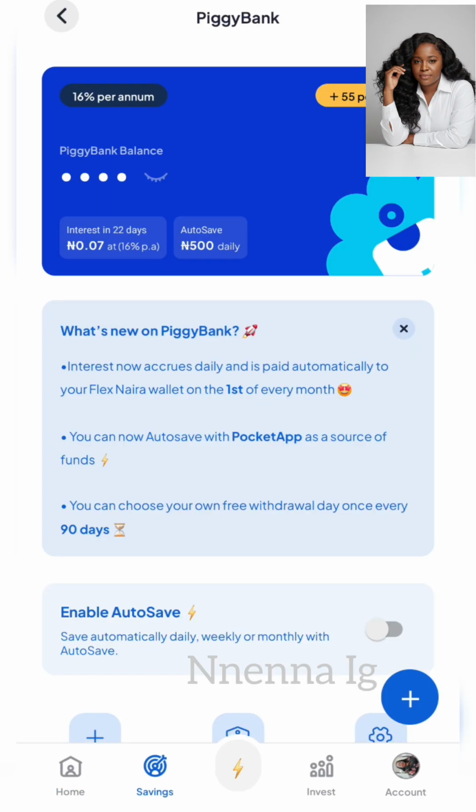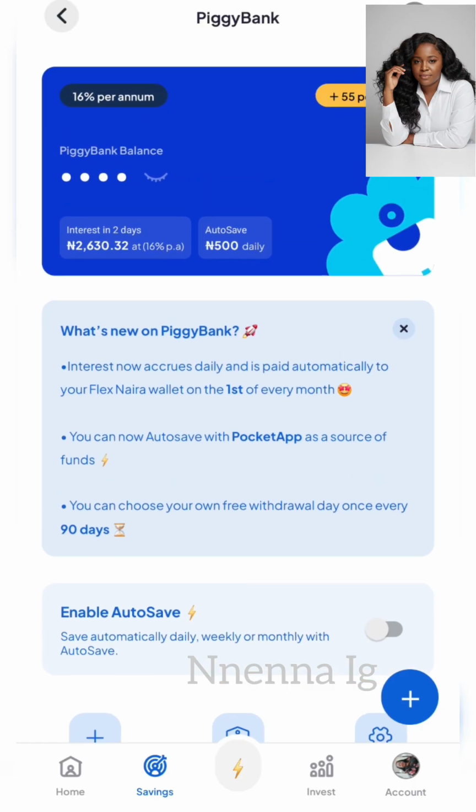So Piggy Bank is a place where you save your money. You can decide to automate the savings. You can make it daily, weekly, or monthly, or you can save one bulk amount at once. So here is like a bank, but a bit strict. You cannot touch the money until a free withdrawal date that Piggyvest sets. You can also set a withdrawal date once, and after that it will be every 90 days or on free withdrawal days set by Piggyvest.